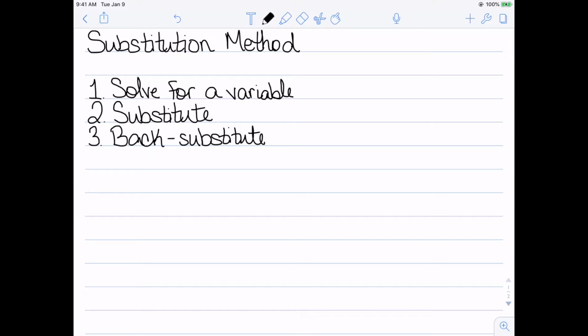The third step is back substitute. We're going to substitute the value we just found in step 2 into the equation we found in step 1 and solve for the remaining variable. So let's look at some examples on how this works.